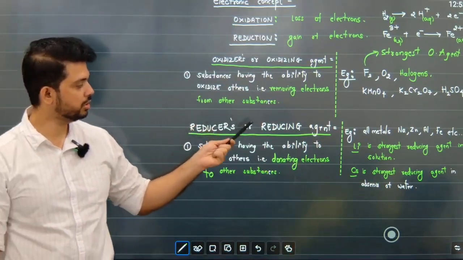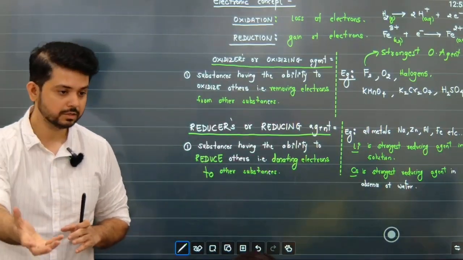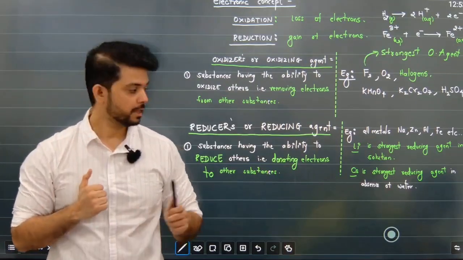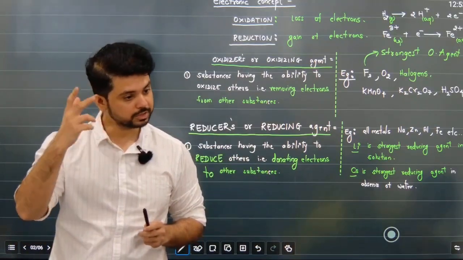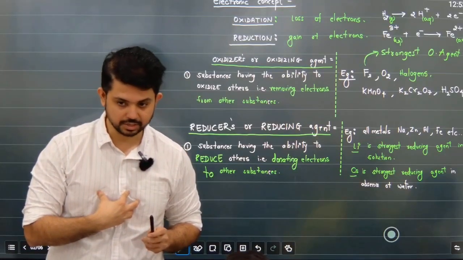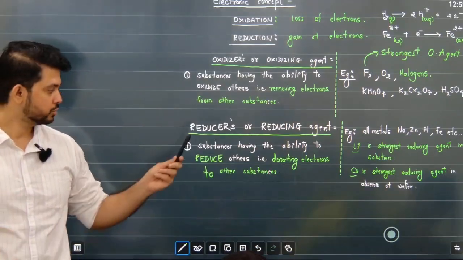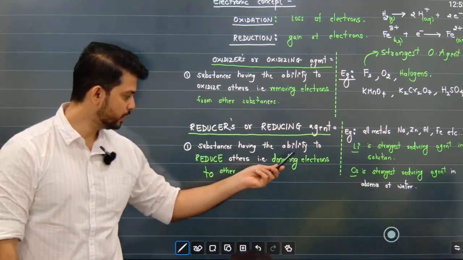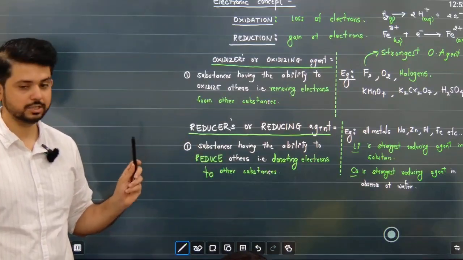Similarly, reducers or reducing agents. What is the work of a reducing agent? It will reduce the opposite element, so itself it will undergo oxidation. So a reducer or a reducing agent will lose electrons. The opposite element will gain electrons. So it itself undergoes oxidation and it reduces the opposite element. So what is a reducing agent? Substances which have the ability to reduce others, or donate electrons to other substances in a chemical reaction, are called reducing agents or reducers.